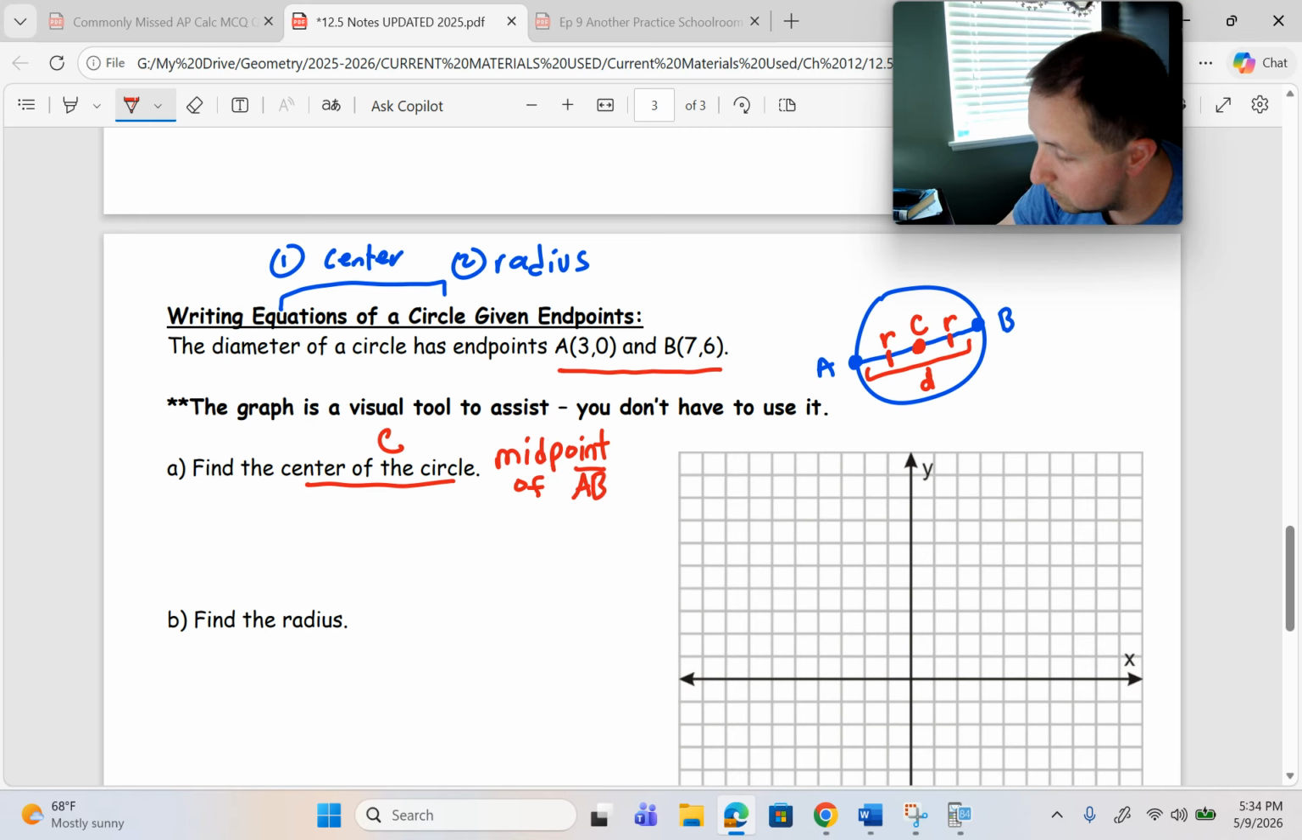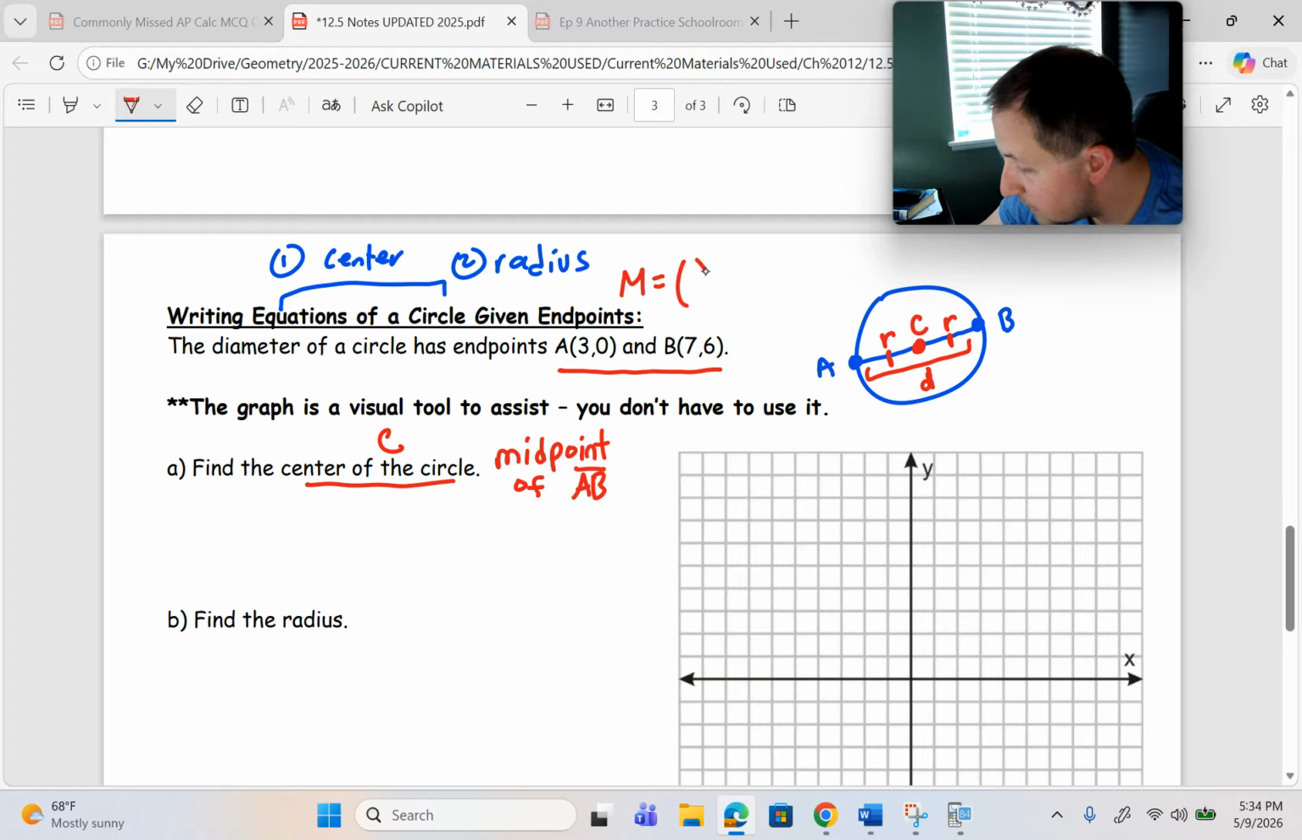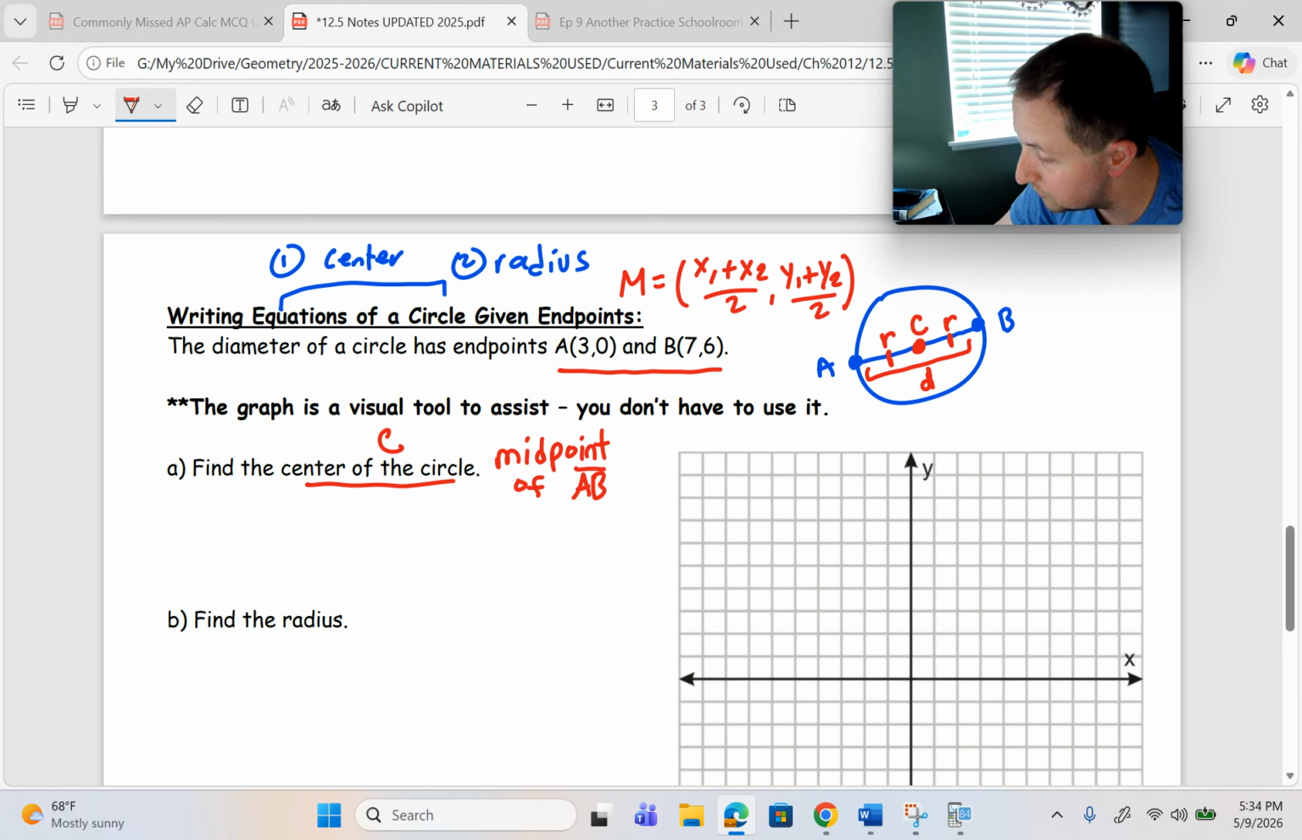Midpoint of a circle, midpoint of any segment, I'm going to put it at the top as a reminder, it's x1 plus x2 divided by 2, comma y1 plus y2 divided by 2. We're averaging the two x coordinates, we're averaging the two y coordinates. So for my left endpoint, I'm going to label those x1, y1. My right endpoint, I'm going to label x2, y2. And I'm going to calculate the center.